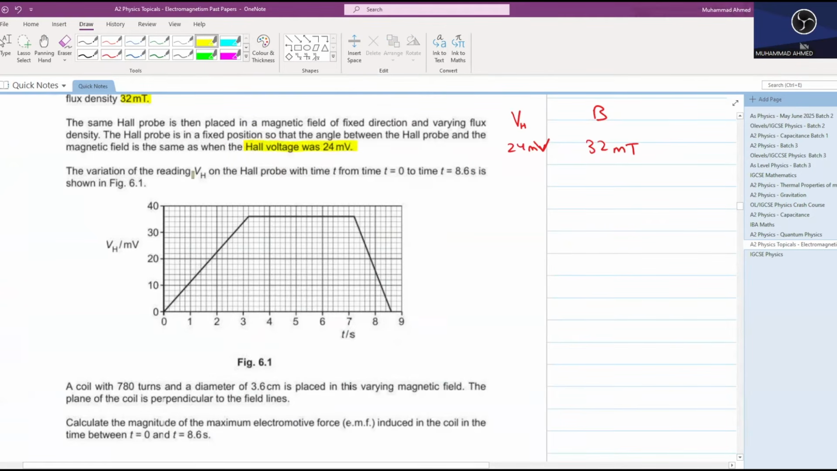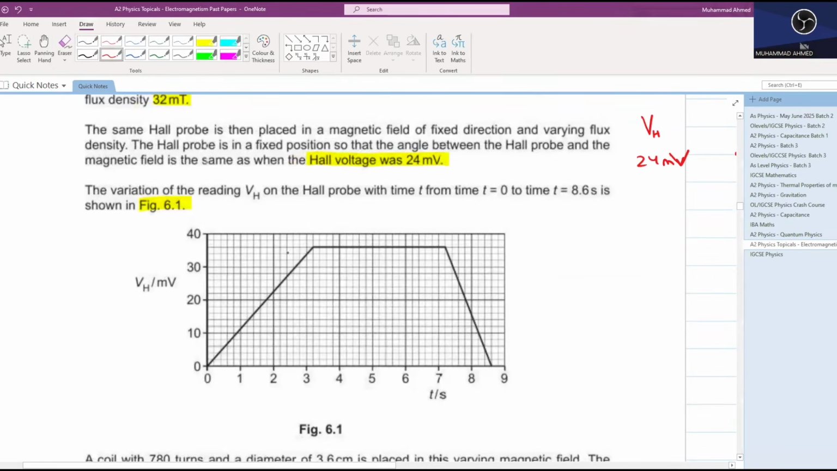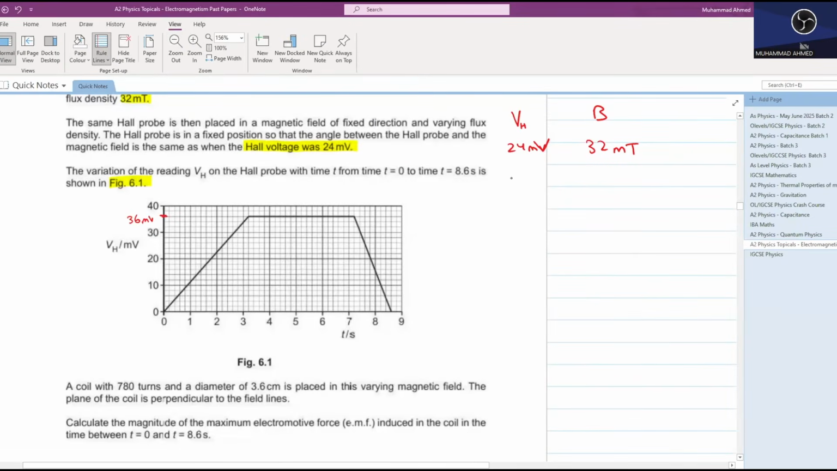Okay, the variation of Hall's voltage on the Hall probe from time t equal to 0 till 8.6 seconds is shown in figure 6.1. From 0 to 8.6 seconds, you have the variation of Hall's voltage. If you see here, I notice a very interesting thing. Your maximum Hall's voltage here is 36 millivolts. Okay, something is going fishy here.